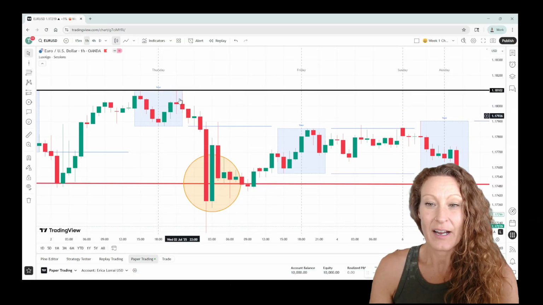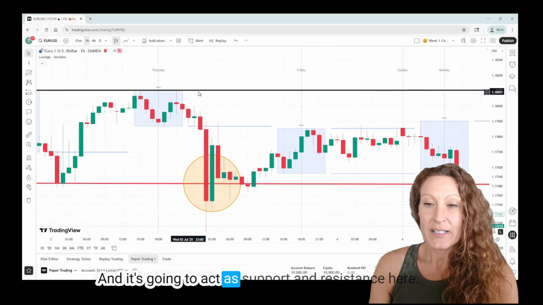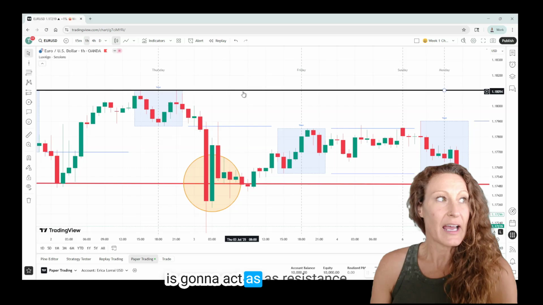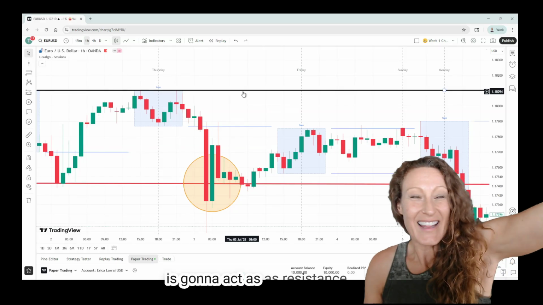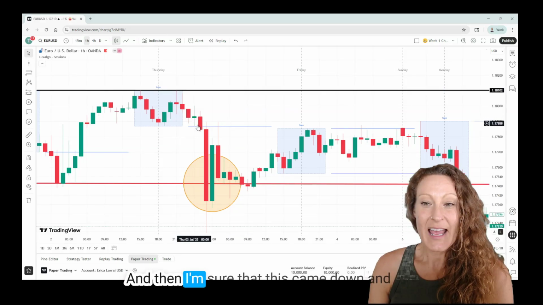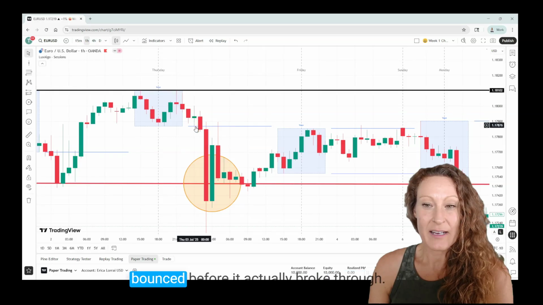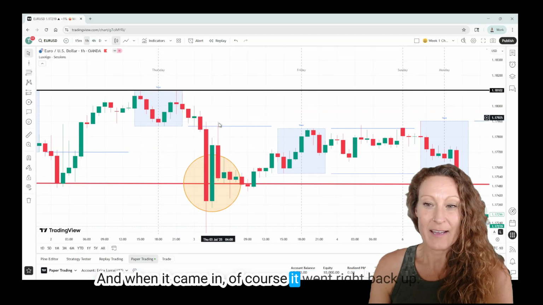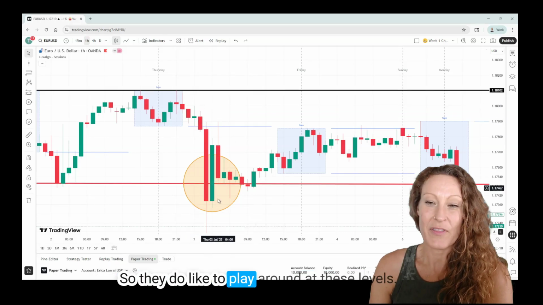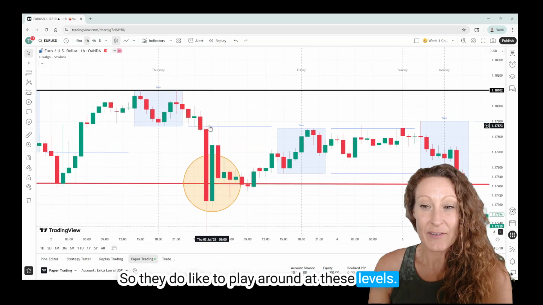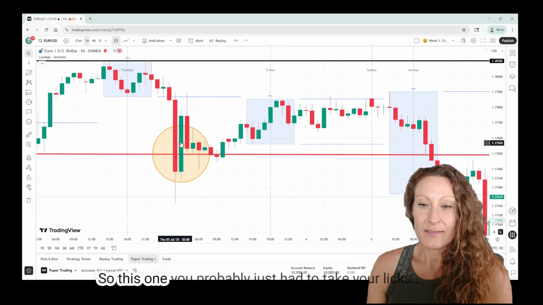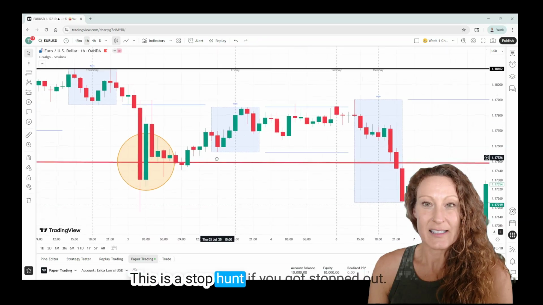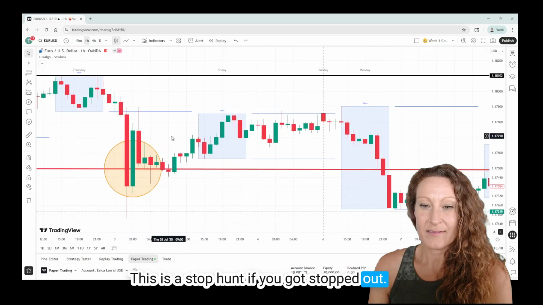All right. And it's going to act as support and resistance here. So obviously the high of Tokyo is going to act as resistance. And then I'm sure that this came down and bounced before it actually broke through. And when it came down, of course, it went right back up. So they do like to play around at these levels. So this one, you probably just had to take your legs. This is a stop hunt. If you got stopped out, that's the point.